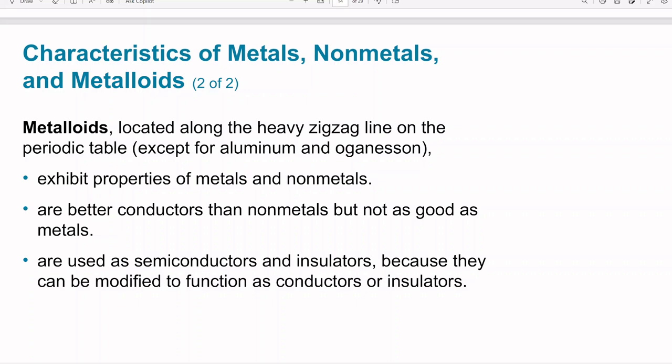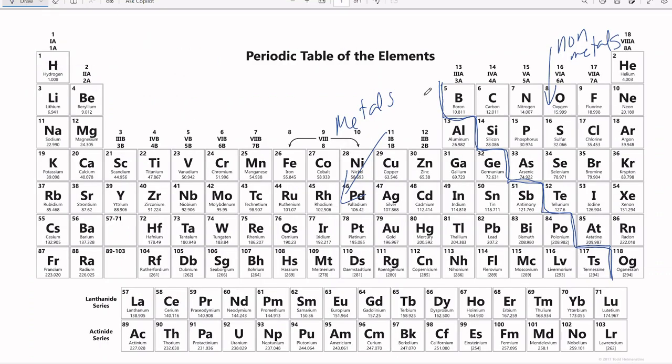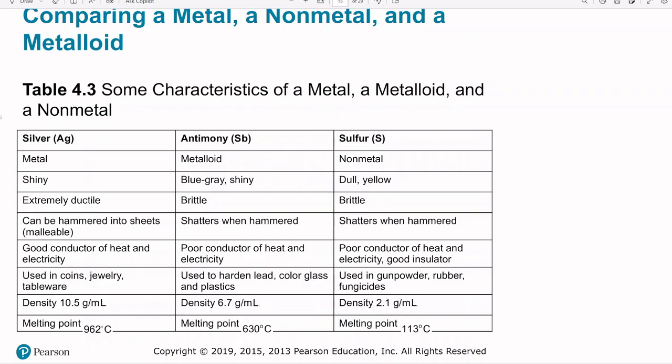Aluminum and argon aren't classified as metalloids because aluminum retains the properties of the metals and argon retains the properties of a noble gas. Comparing the characteristics of a metal, nonmetal, and metalloid, for example, are shown here. Silver is a metal, antimony is a metalloid, and sulfur is a nonmetal.